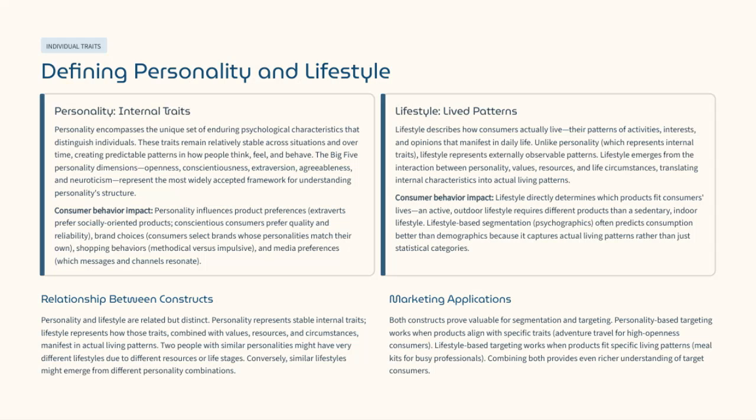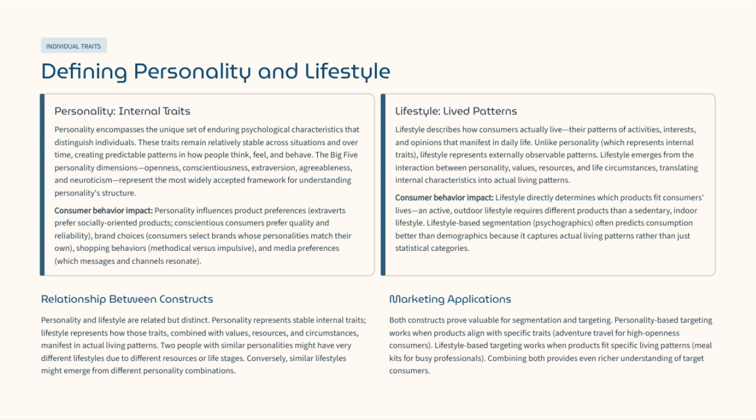Both constructs, personality and lifestyle, prove valuable when it comes to segmentation and targeting. For example, personality-based targeting works well when products align with specific traits. Think of adventure travel, which appeals to consumers with high openness. On the other hand, lifestyle-based targeting is effective when products fit particular living patterns, like meal kits for busy professionals. Interestingly, combining both approaches gives us an even richer understanding of our target consumers.